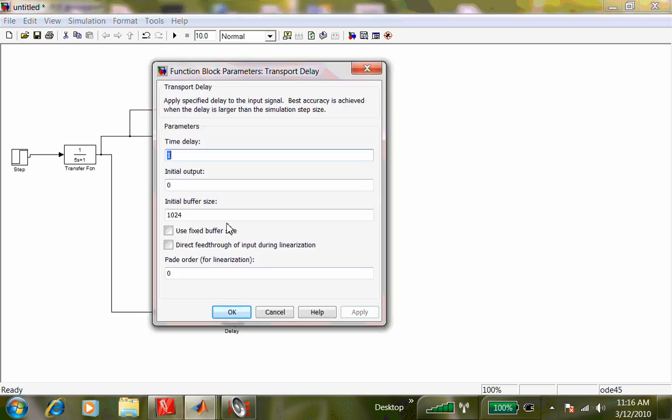Time delay of 0.33. No, that's the time constant. 0.33 is the time constant. You can try putting 0.33 and see what effect it has. It will have a much more significant effect, I think. Let's try.